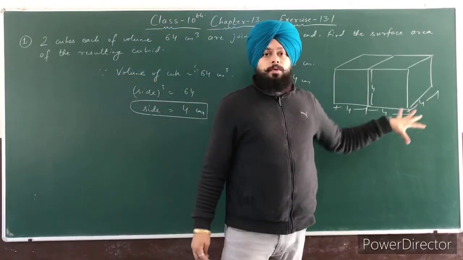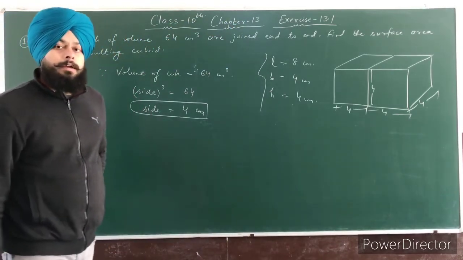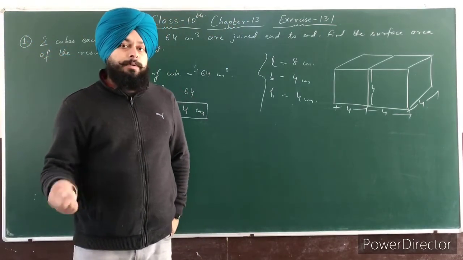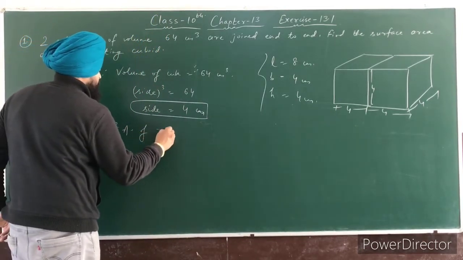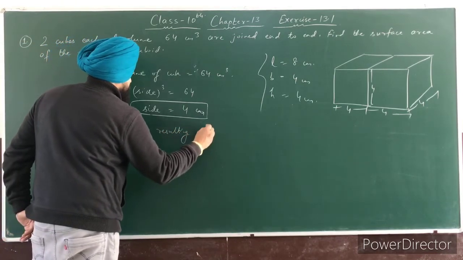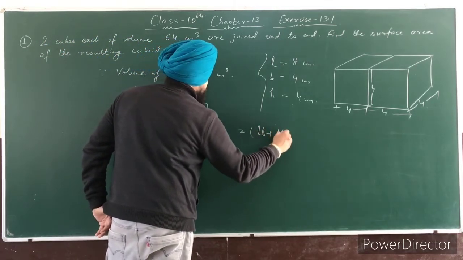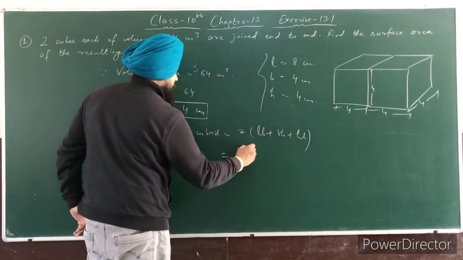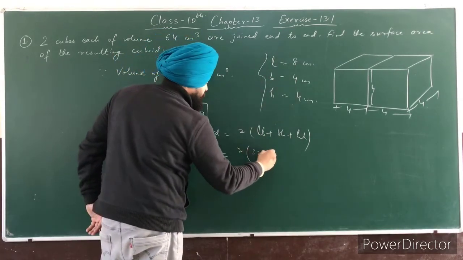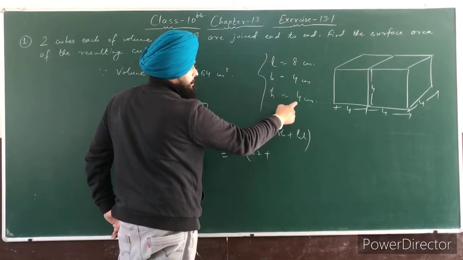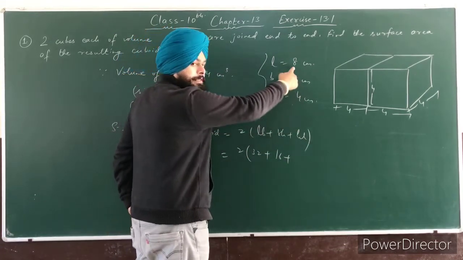Now we can find the total surface area of this resulting cuboid, and the total surface area of a cuboid is 2 multiplied by length into breadth plus breadth into height plus height into length. Surface area of the resulting cuboid is 2 into LB plus BH plus HL. What is L? L is 8 and B is 4. Now 8 4s are 32. B into H: B is 4, H is also 4, 4 4s are 16. H into L: H is 4, L is 8, 4 8s are 32.